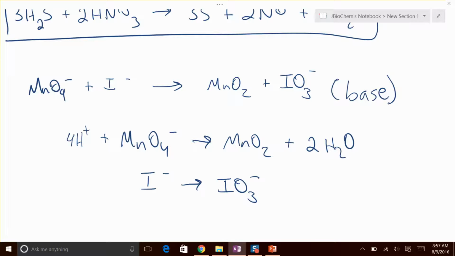Okay, so I minus to IO3 minus. What am I lacking now? Or what do I need to add? I have to add oxygens by adding water. So I need 3 H2Os, right? Electrons up top. And then I need to add some hydrogens on the other side. 6 H pluses. And now it's balanced on both.